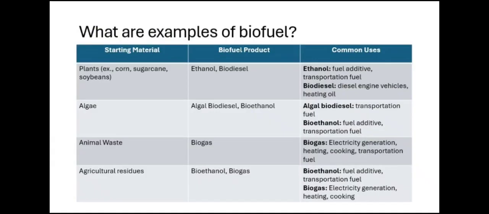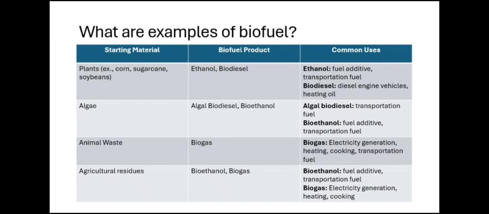These are examples of biofuel products and the materials that they are made from, and where these biofuels are commonly used. So first, starting materials: plants. Examples: corn, sugarcane, and soybeans. Biofuel products: ethanol and biodiesel. Common uses: ethanol is a fuel additive and transportation fuel, and biodiesel is for diesel engine vehicles and heating oil.